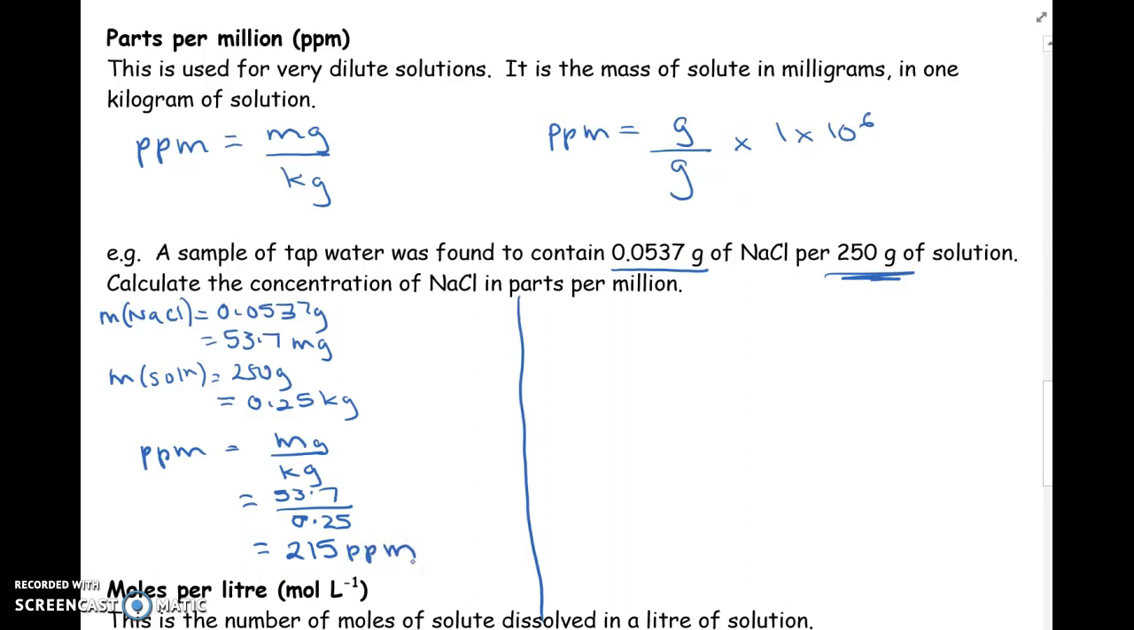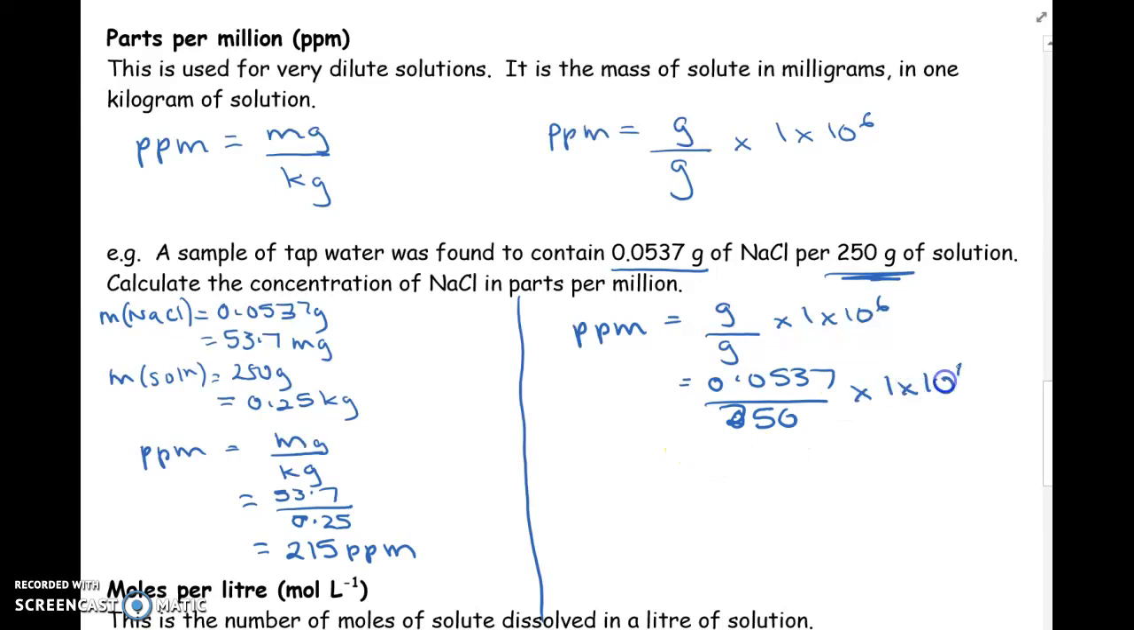So let's do it the alternative method, which is my preferred method. Parts per million is equal to grams of solute over grams of solution times by a million, which is 1 by 10 to the 6. So 0.0537 divided by 250 equals, times 1 by 10 to the 6, equals 215 parts per million.